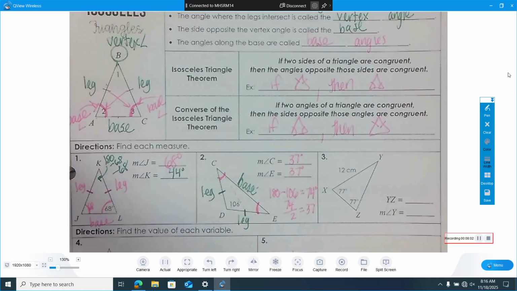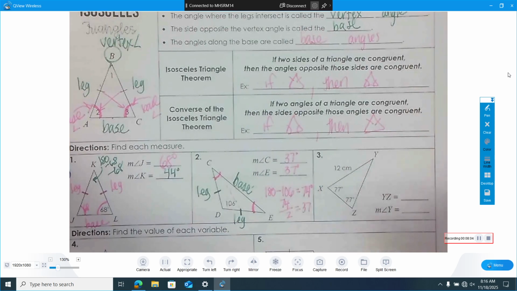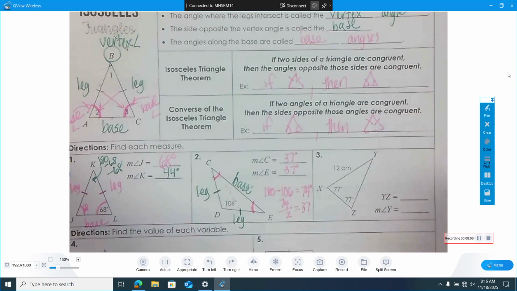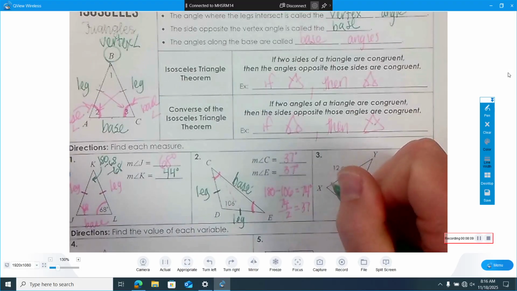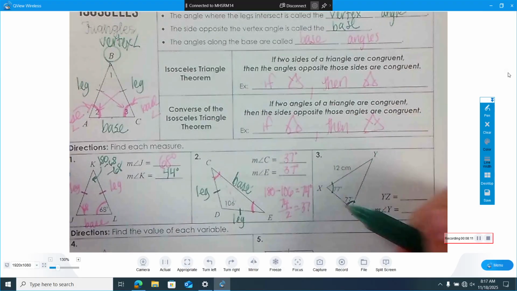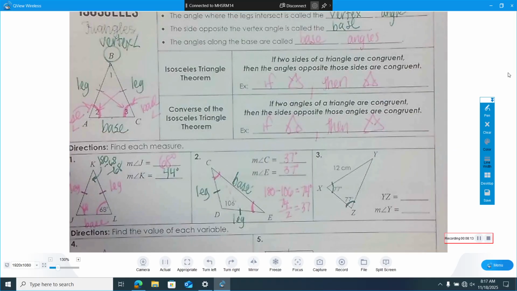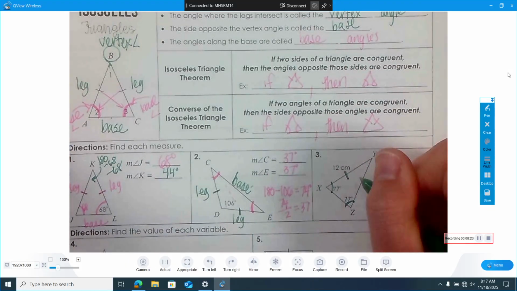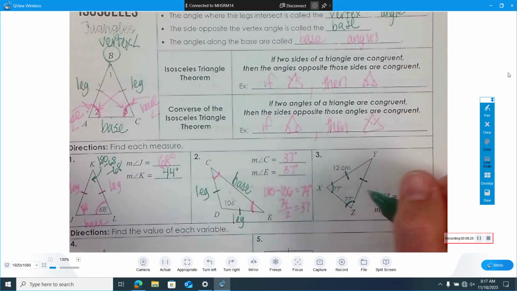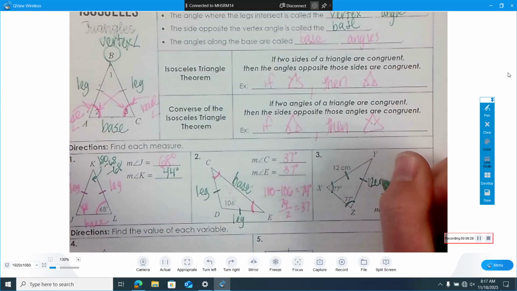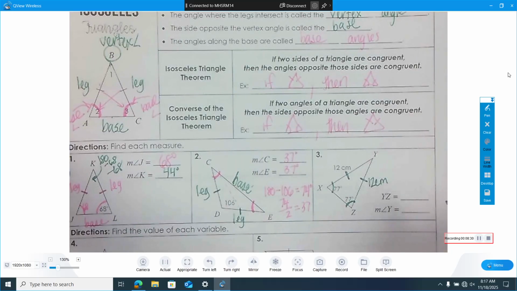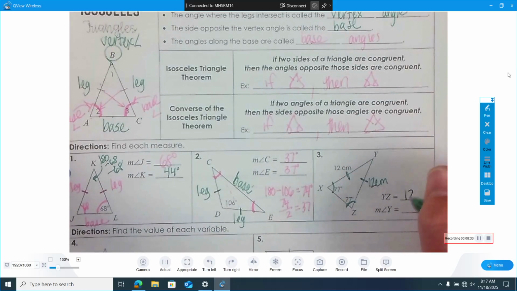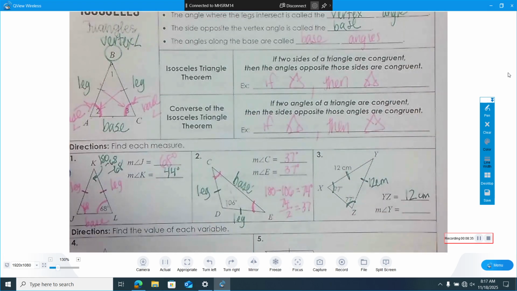All right, the converse here on number 3. What information are they telling us on number 3? The base angles are congruent, and if our base angles are congruent, what else is congruent? The legs are congruent. So what are the legs? Okay, so XY is one of them. What's the other one? ZY, okay. So those legs are congruent. That must also be 12 centimeters. So YZ is also 12 centimeters.